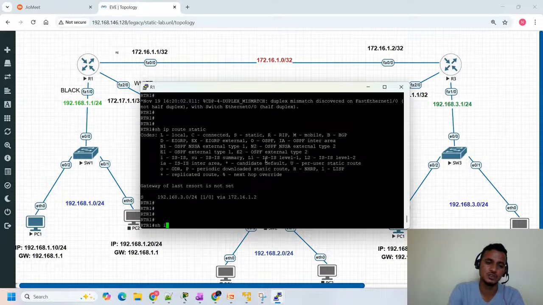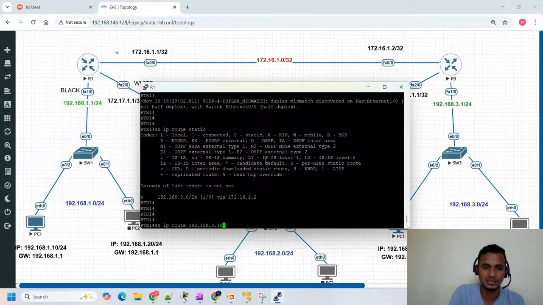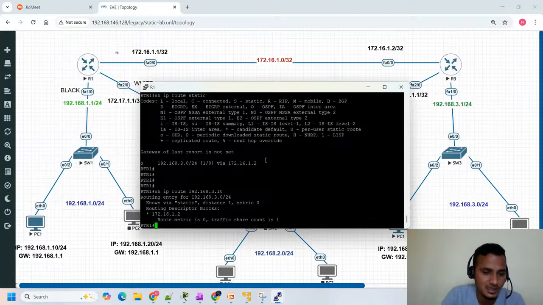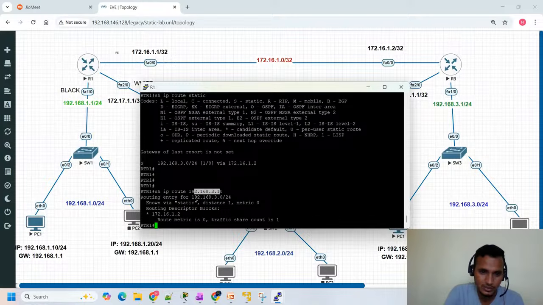So in a production network, guys, with show ip route, if you don't know how to reach 3.1, you can type 192.168.3.10 and just hit enter. What it is saying is that to reach 3.10, a routing entry for 3.0/24 is there. It is learned via static, the distance is 1 and the metric is 0. So if you want to reach this 3.10 network, you have to go via this route. So we have the route.